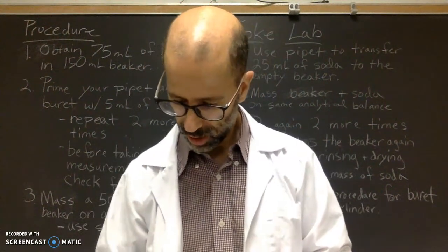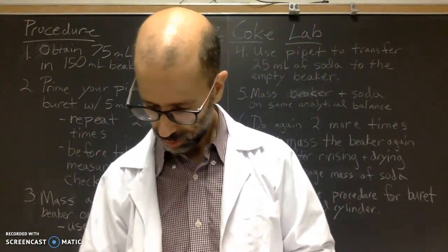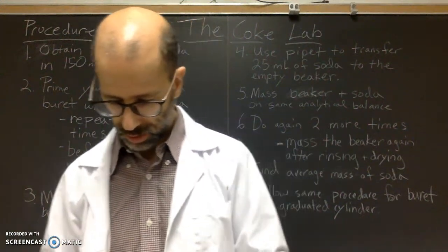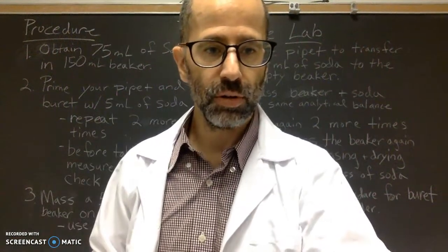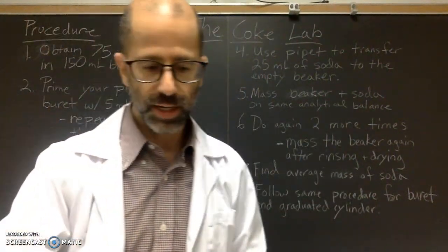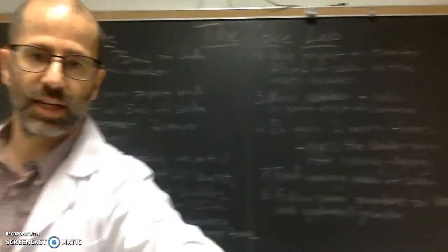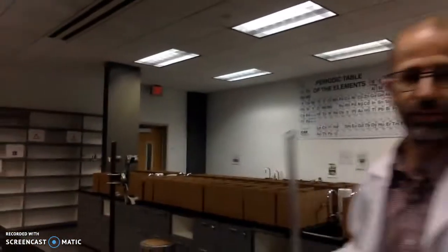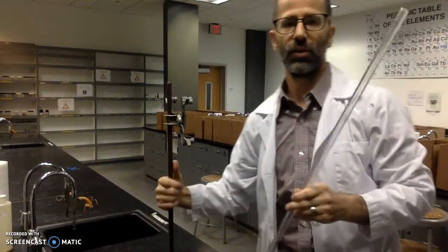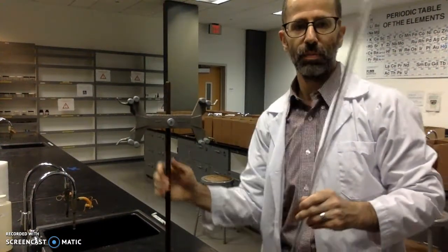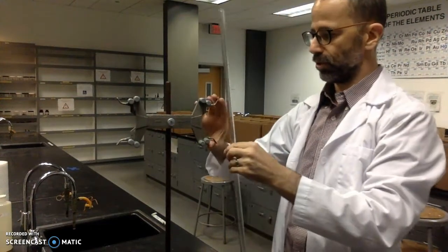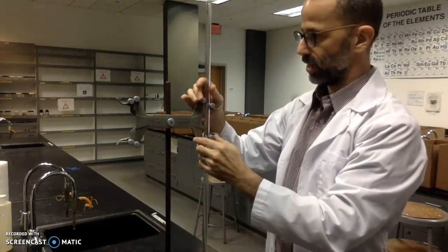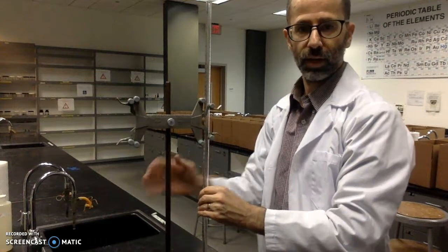What else is there? So let me talk about the burette a little bit more. With the burette, when you set it up, you're going to set it up like this. This is a burette clamp, and what you're going to do is put the burette on the clamp here, like so.